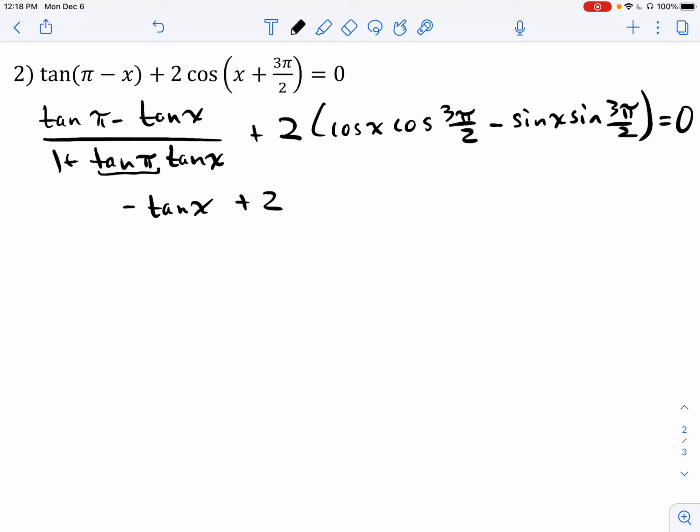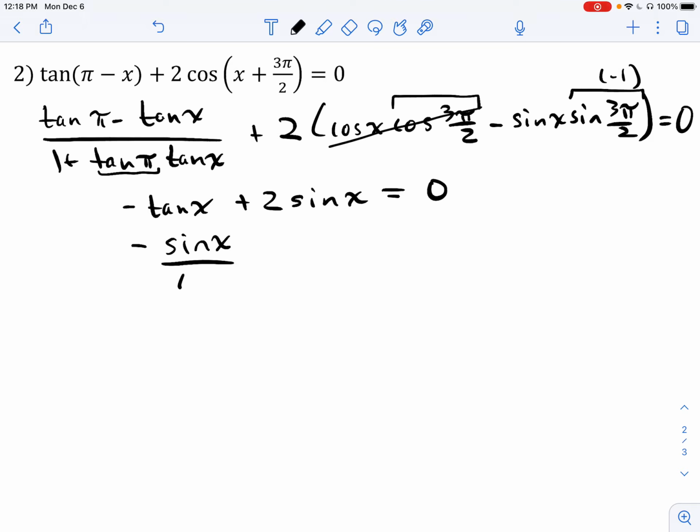Over here, we've got negative 2 times cosine of 3 pi over 2. All of this is equal to 0. So that means this entire term is 0. Sine of 3 pi over 2 is negative 1. So we have negative sine x times negative 1. So negative times negative, that's a positive sine x. So all of this is just sine x is equal to 0. Okay? So we've got here, and there's a couple ways that we could do this, but I'm going to rewrite tangent as sine of x over cosine of x, so we have negative sine of x over cosine of x plus 2 sine x.